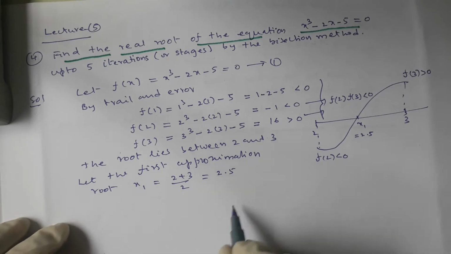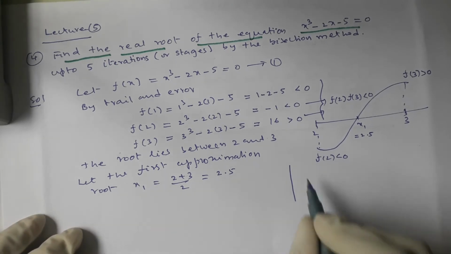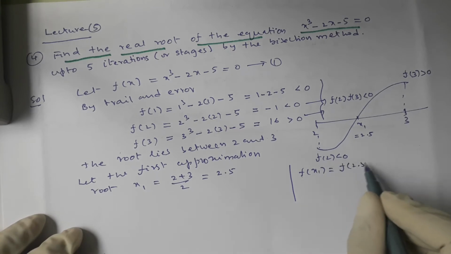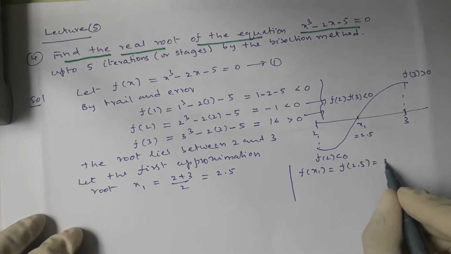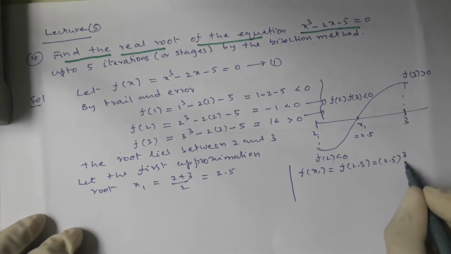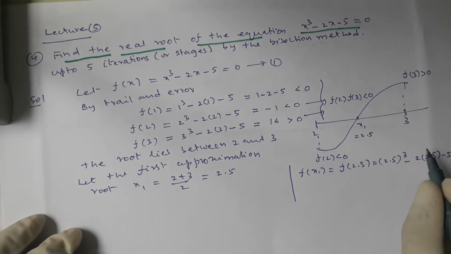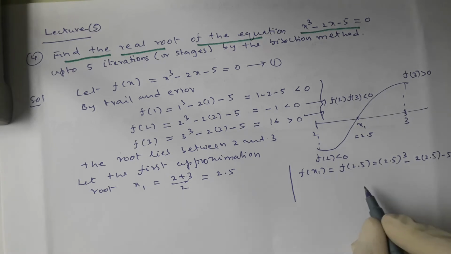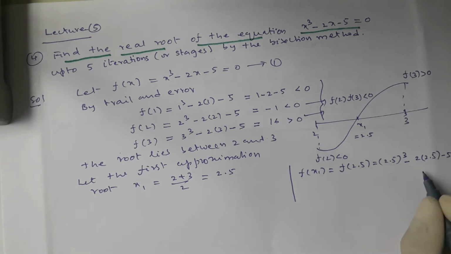Next, put that value f of 2.5 in the function. f of x1 is equal to f of 2.5 is equal to 2.5 whole cube minus 2 into 2.5 minus 5 is equal to, the value simplified, it is greater than 0.